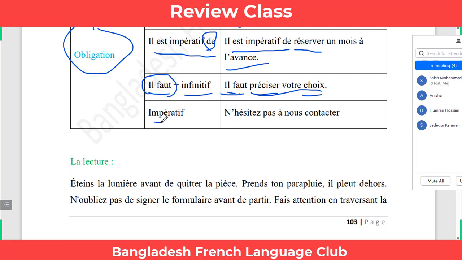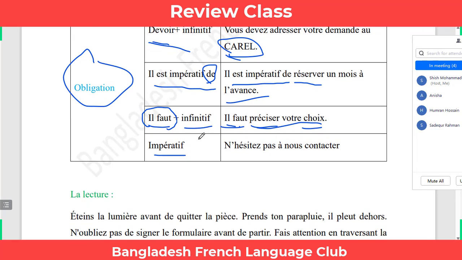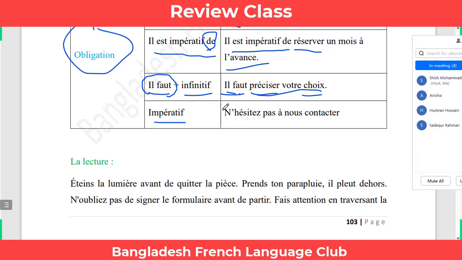Imperatif, imperative, like the imperative sentence we have learned. An imperative sentence begins with the verb, the principal verb, and if you make it negative, then the negation will come with the verb. So n'hésitez pas à nous contacter. Don't hesitate to contact us, right? N'hésitez pas à nous contacter. And if we make any positive or affirmative sentence, then it will be like regardez.